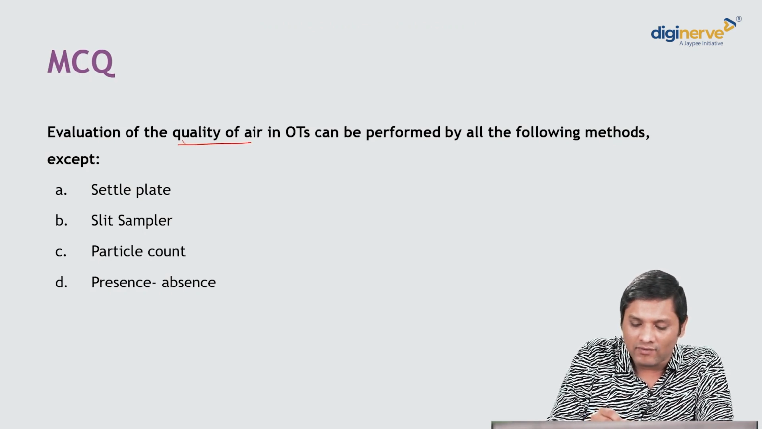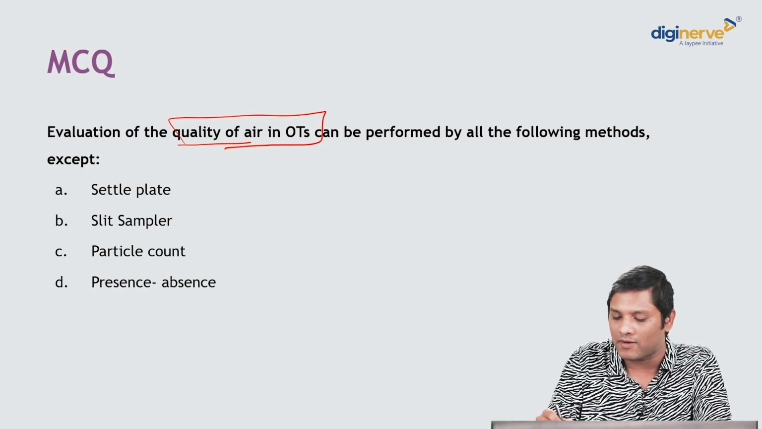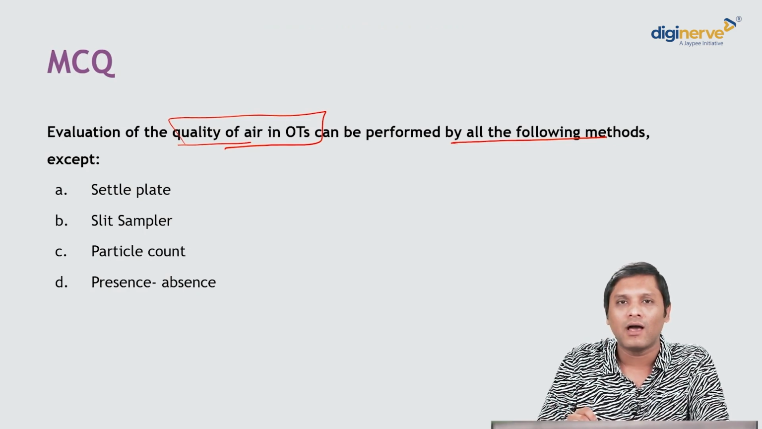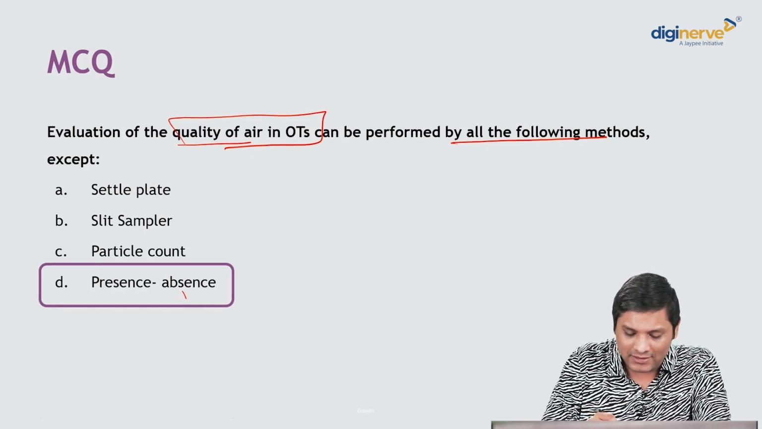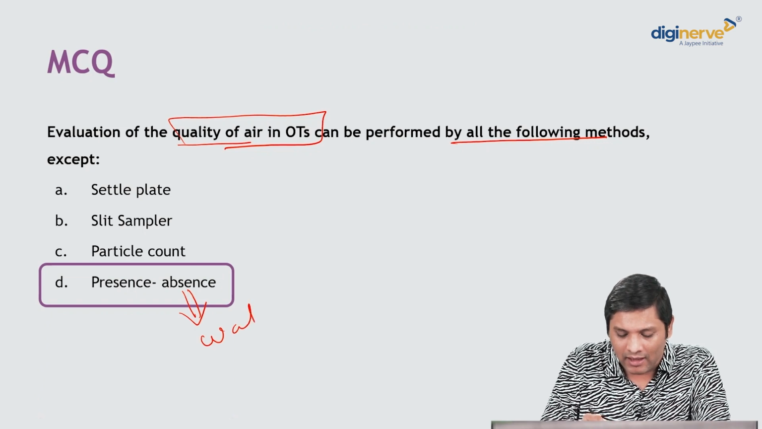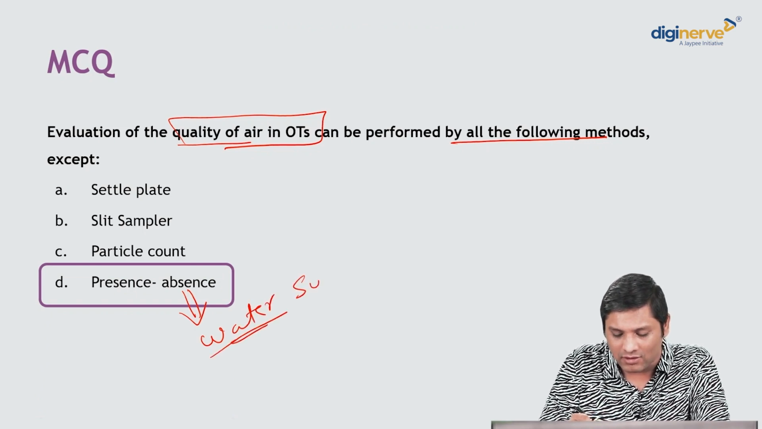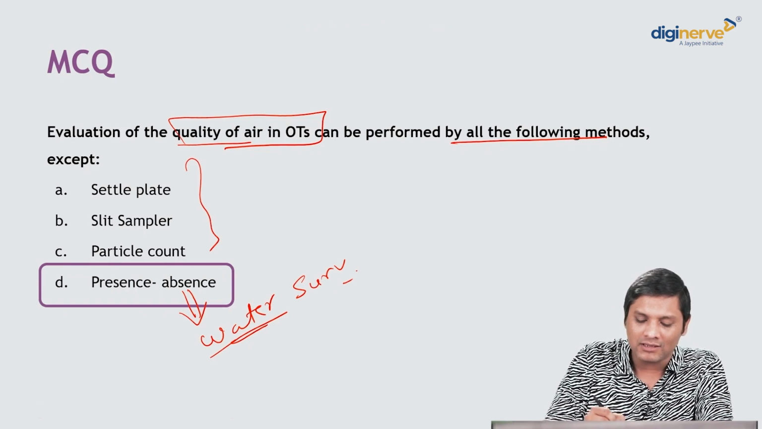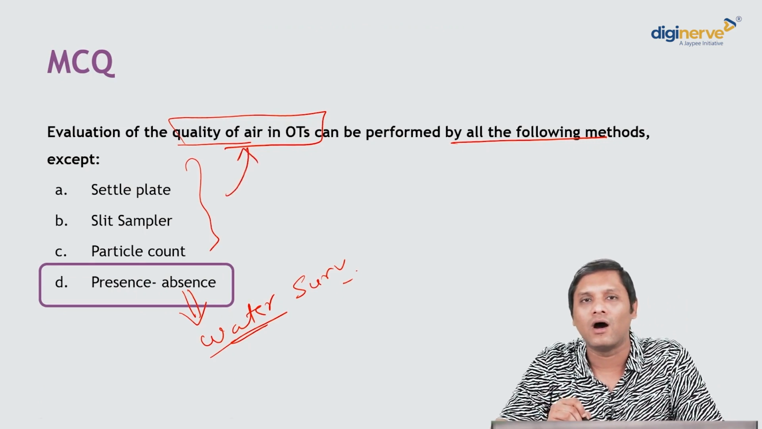Evaluation of quality of air in operation theatre can be performed by all methods except, remember, the presence absence method, which is a method for water surveillance, not for air surveillance. These are the methods for air quality surveillance.